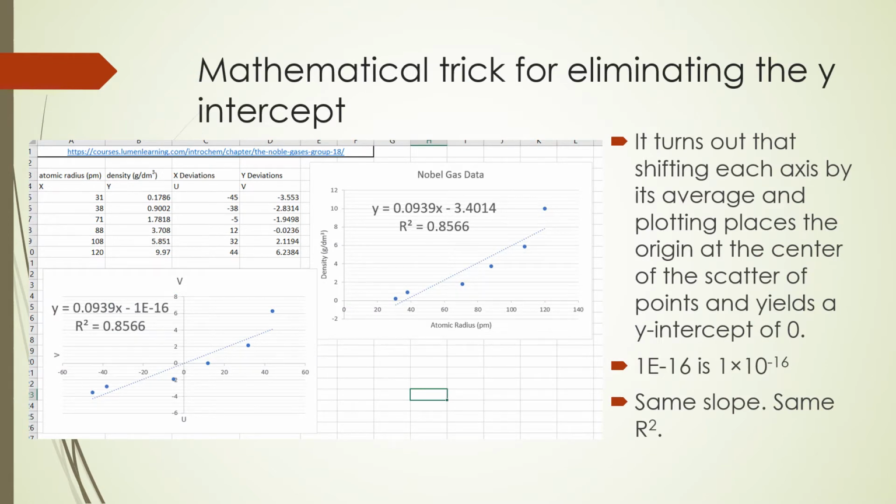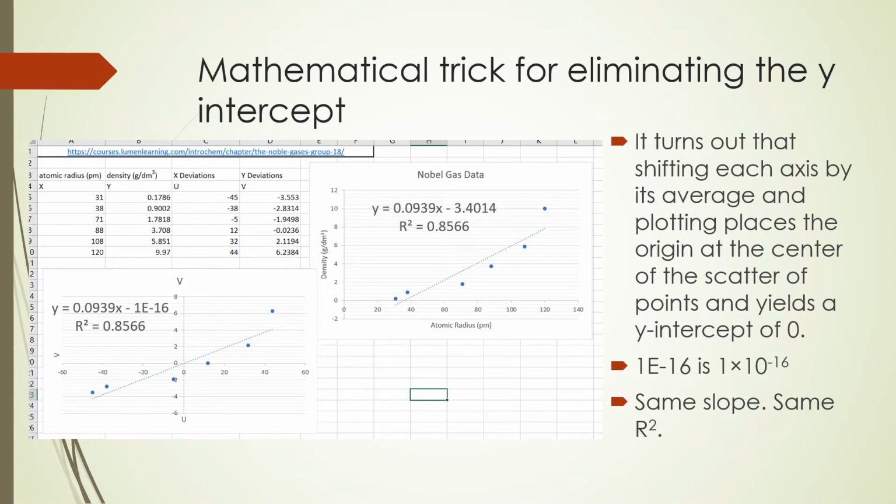On the right is a plot of the original data, and on the left is a plot of the shifted data, the deviation data. Both are fit to a straight line. We see that they have the same slope and the same r-squared value, but a different y-intercept. The y-intercept of the deviation data is minus 1e minus 16. This is Excel's version of scientific notation. So that's 1 times 10 to the minus 16, a very small number. In fact, it should be 0. It's just the computer's approximation of 0, since it can't quite get to 0. The numbers are just approximately represented by the computer.